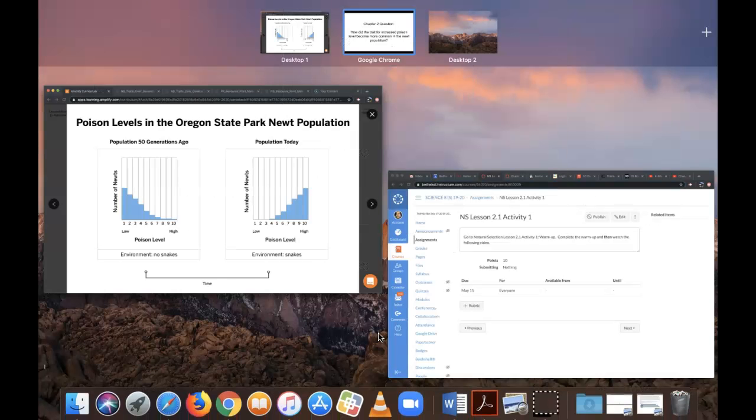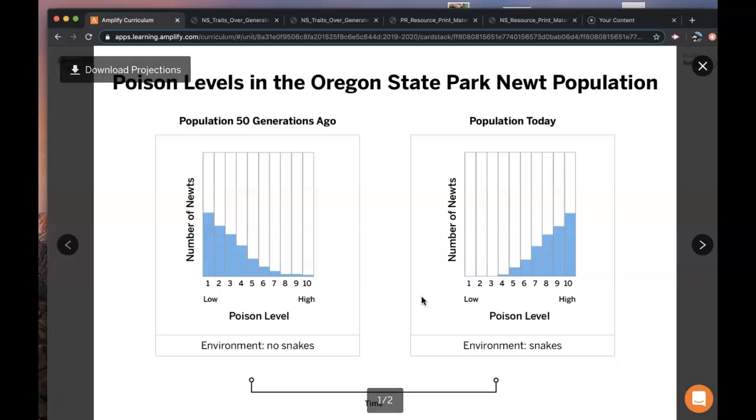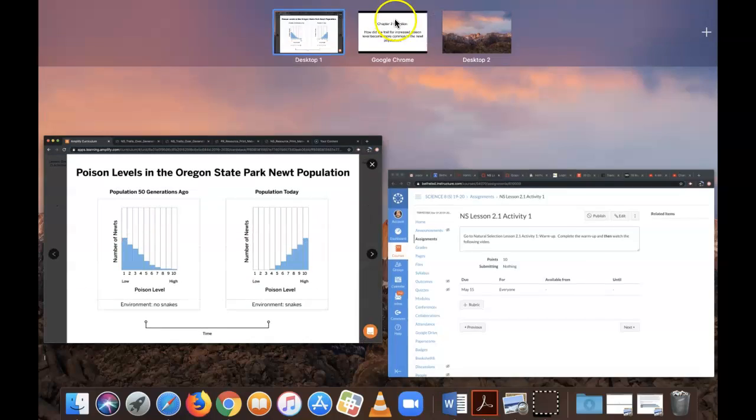Sherman thinks that the birds got the adaptive trait for stronger beaks because the parent birds all had offspring with stronger beaks, so the offspring would survive. We are wondering about a similar idea. There are a lot of newts with poison levels that are high compared to 50 generations ago, where there were a lot of newts with poison levels that are low. So the question is, how did the trait for increased poison level become more common in the newt population?